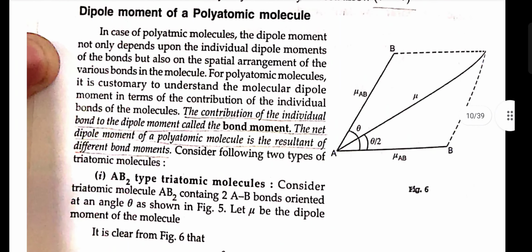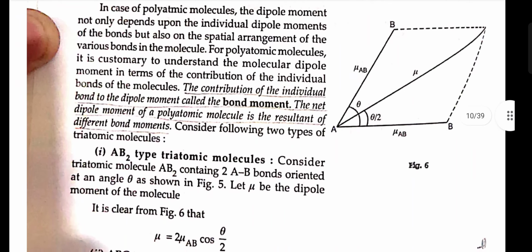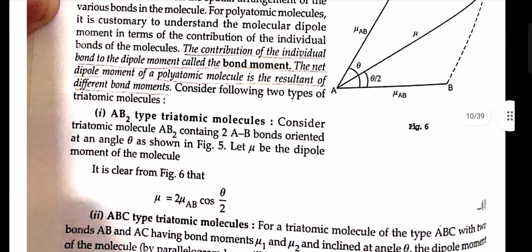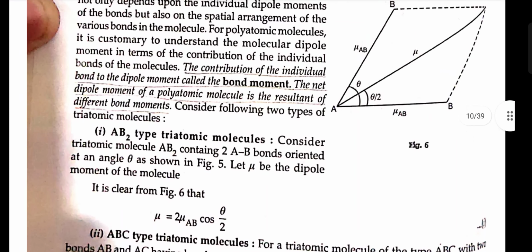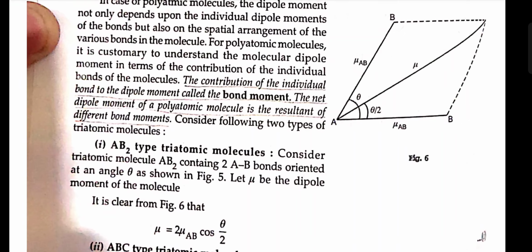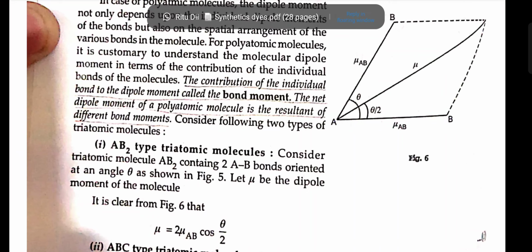Dipole moment of polyatomic molecules. We already studied the dipole moment of diatomic molecules, but here are some polyatomic molecules, like AB2 type. Their dipole moment is found by the formula mu is equal to 2 mu AB cos phi by 2, that is the net dipole moment. The contributions of the individual dipole moments of the bonds AB and AB give the total bond moment. The net dipole moment of a polyatomic molecule is the resultant of different bond moments.